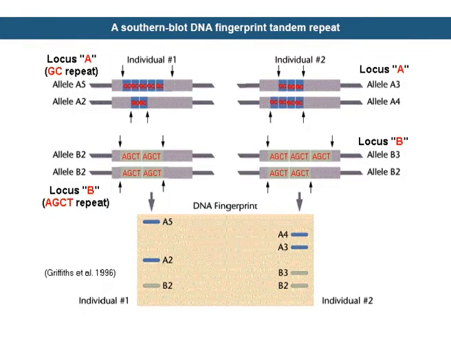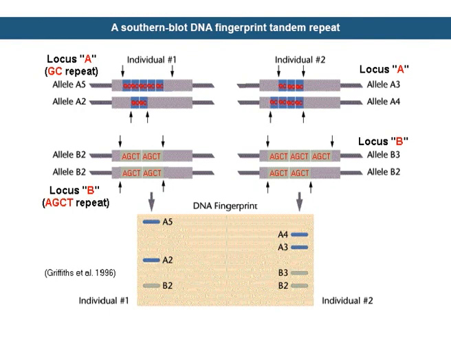For example, locus A is a tandem repeat of the motif GC. There are 4 alleles with 2, 3, 4 or 5 repeats: A2, A3, A4 and A5 respectively. Locus B is a tandem repeat of the motif AGCT. There are only 2 alleles with 2 or 3 repeats: B2 and B3 respectively. It shows a Southern blot DNA fingerprint that includes both loci simultaneously.